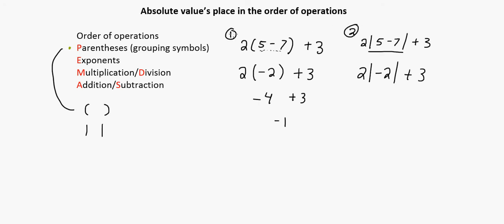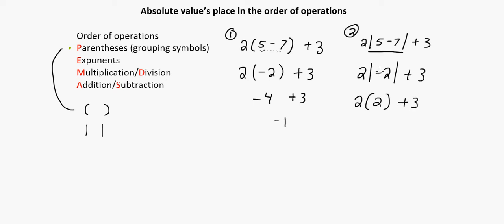The only difference between expression 1 and expression 2 at this stage is that when I got to this step, there was nothing left to do with these parentheses and the negative 2. And in expression 2, I have something left to do. I have to take the absolute value of this number, negative 2, which we've learned to do in previous videos, and it's simply 2. So I have 2 times 2 plus 3.